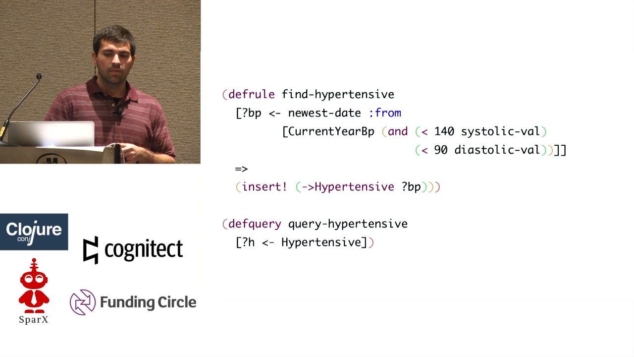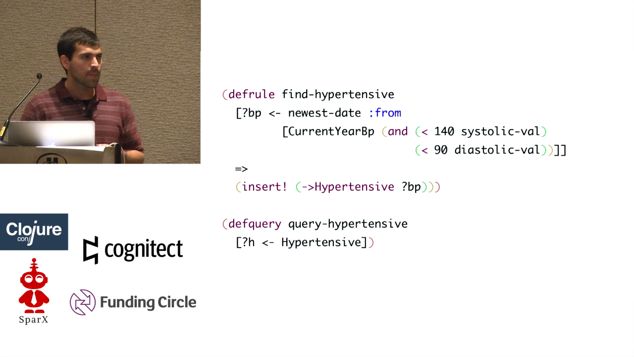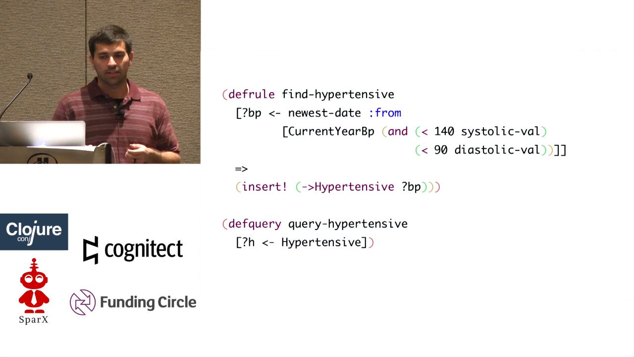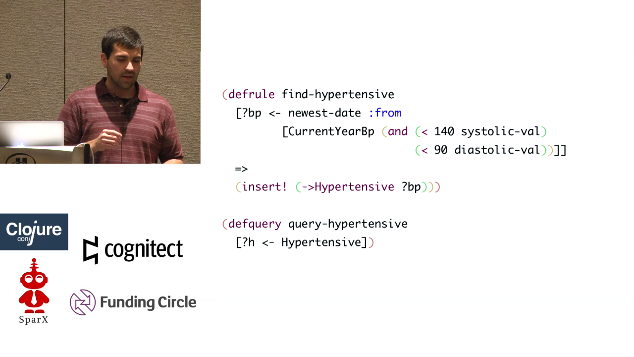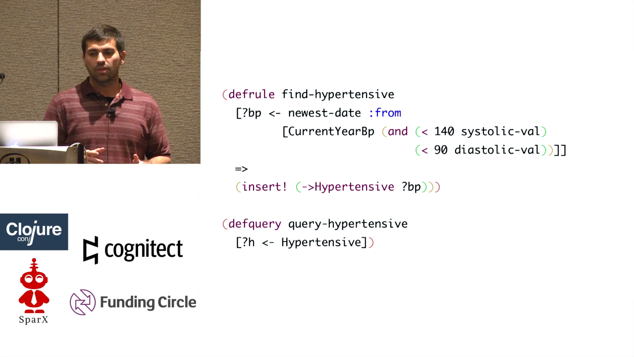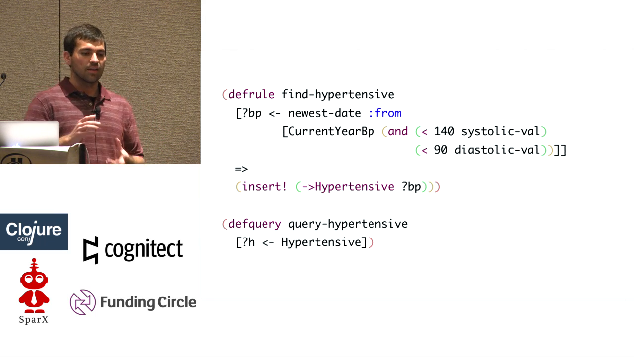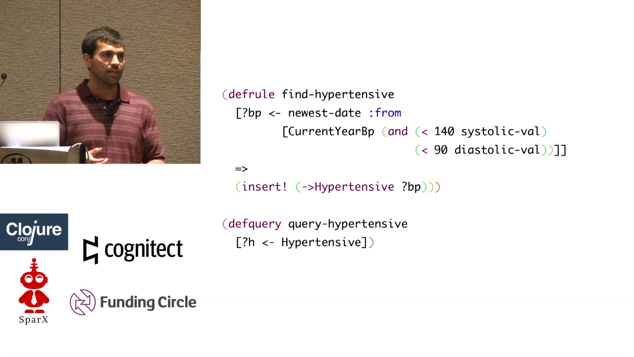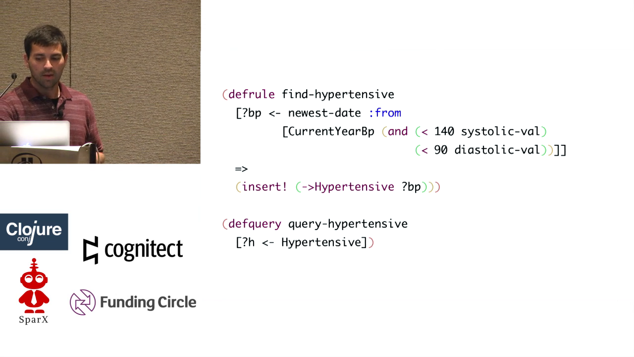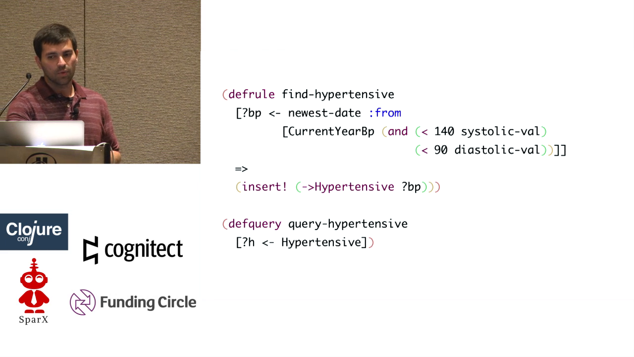And then I have to define a query. I'm using a macro called defquery from Clara. It's the same as defrule, there's just no right-hand side. What queries do is allow the external consumer or application to look into working memory for things they're interested in. So I'm making a query so that they have a way to get in there and look for hypertensive facts that may have been inserted when the rules were fired.